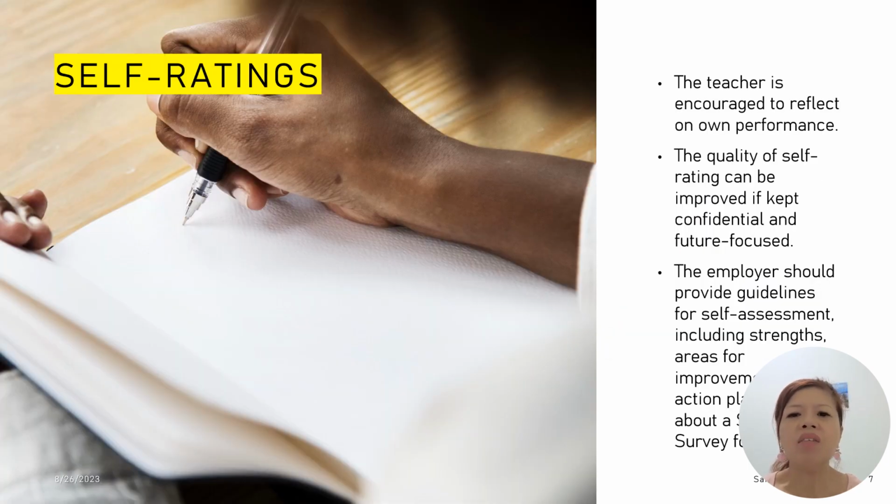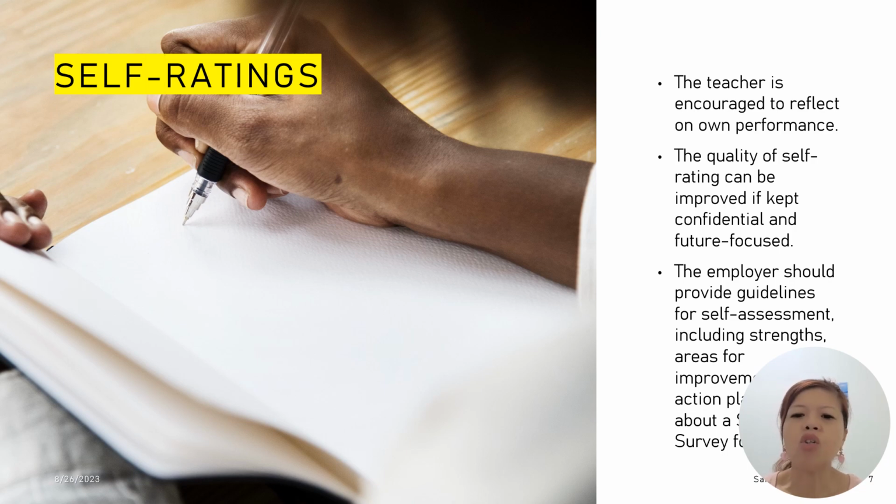What about self-ratings? The teacher is also encouraged to reflect on his or her own performance. In fact, at the end of a teaching day, they should probably journal and write down what their key takeaways from a lesson would be. And so you find that this is one way of reflecting on our own teaching practice. The quality of self-rating can be improved if this is kept confidential and future focused. Therefore, I say journal, because this is like keeping a diary.